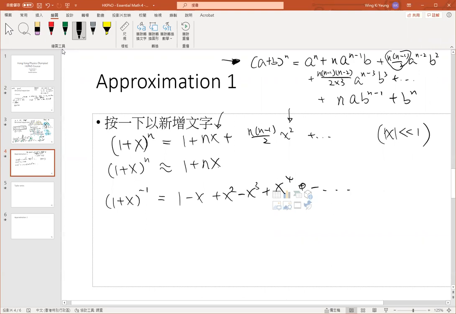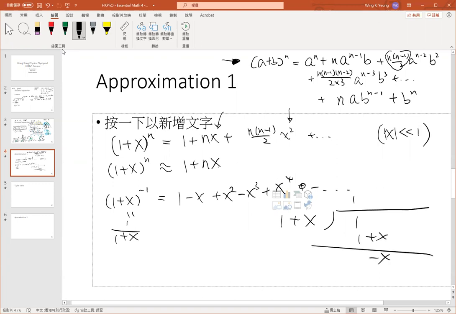Actually, if you don't believe me, you can do it by long division. I'm not sure if you have learned about long division already. (1 plus x) to the power negative 1 means 1 over 1 plus x. So you get 1 first, and then minus x. Then you try to get rid of the negative x, and so on. You can show that.